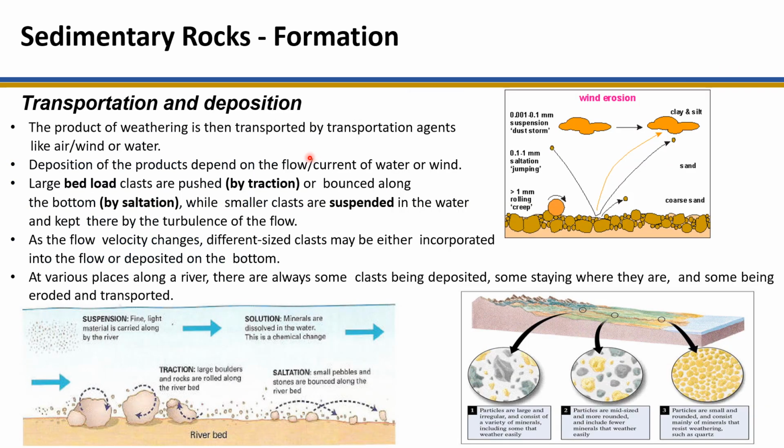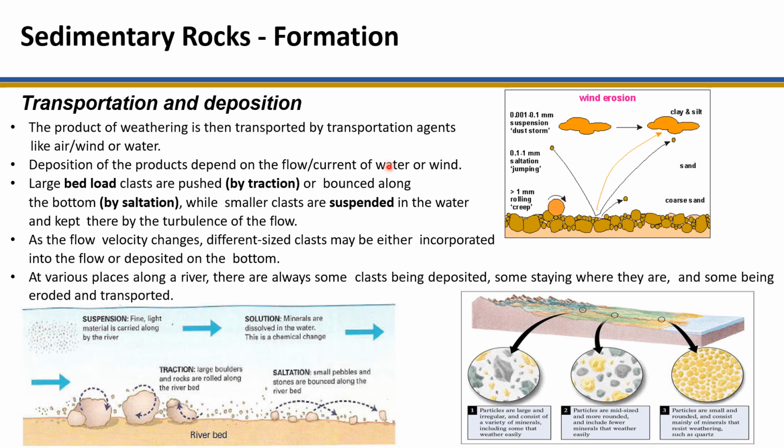Now we move into the second step of the formation of sedimentary rocks, which is transportation and deposition. So sedimentary transportation is the process of moving weathered rock particles from their source to new locations. The weathering products are transported by transporting agents such as wind or water that we've discussed before.